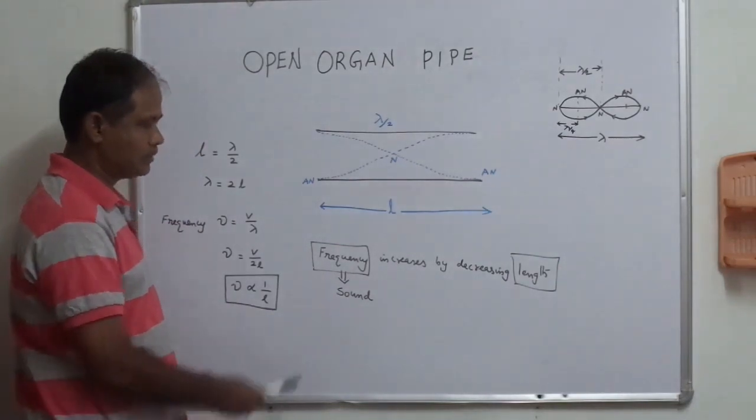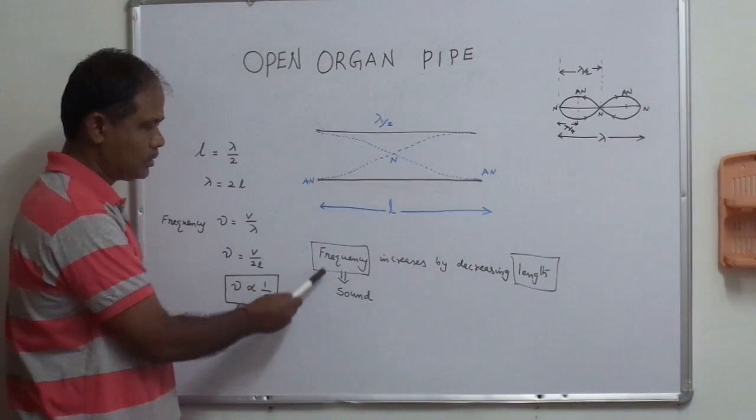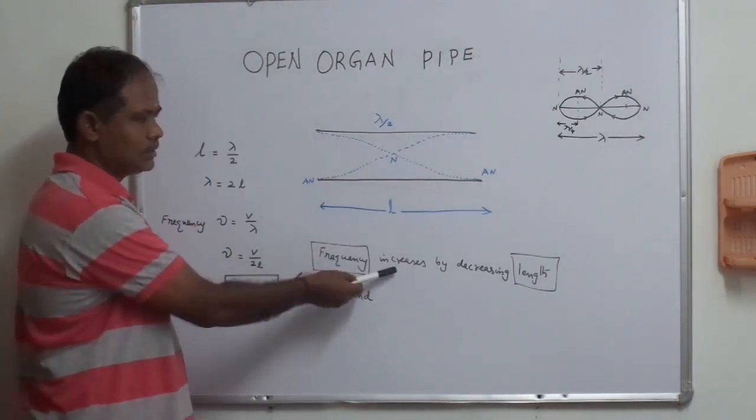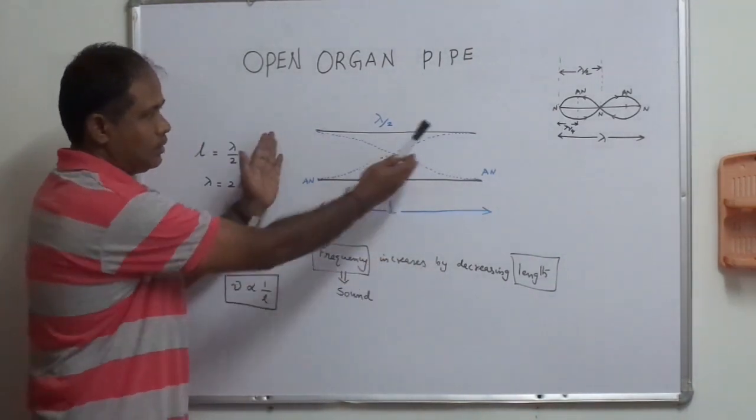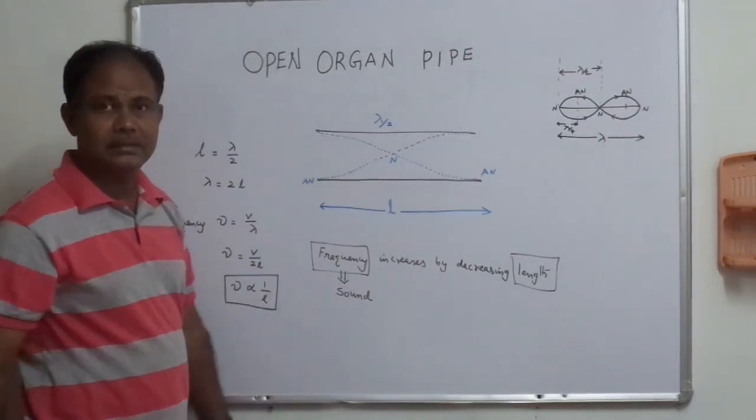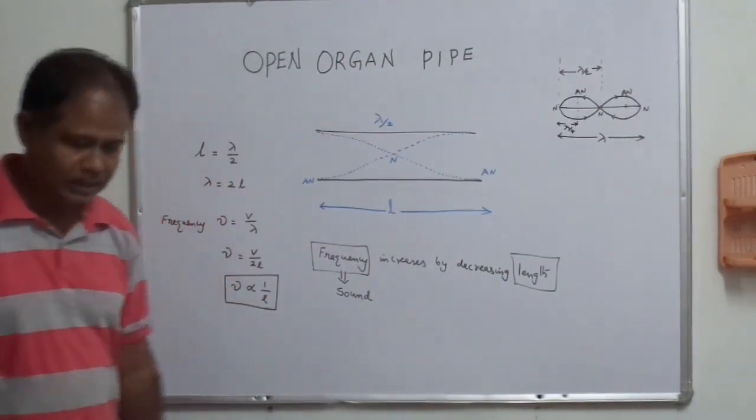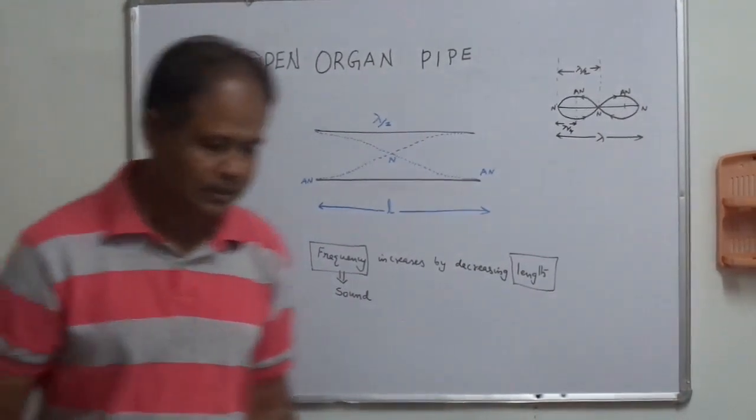So inversely proportional. Frequency means what? It's the sound of it. Sound increases by decreasing the length of the organ tube. This can be explained with the help of a small experimental setup. Please come on, I'll do the experimental setup in detail.